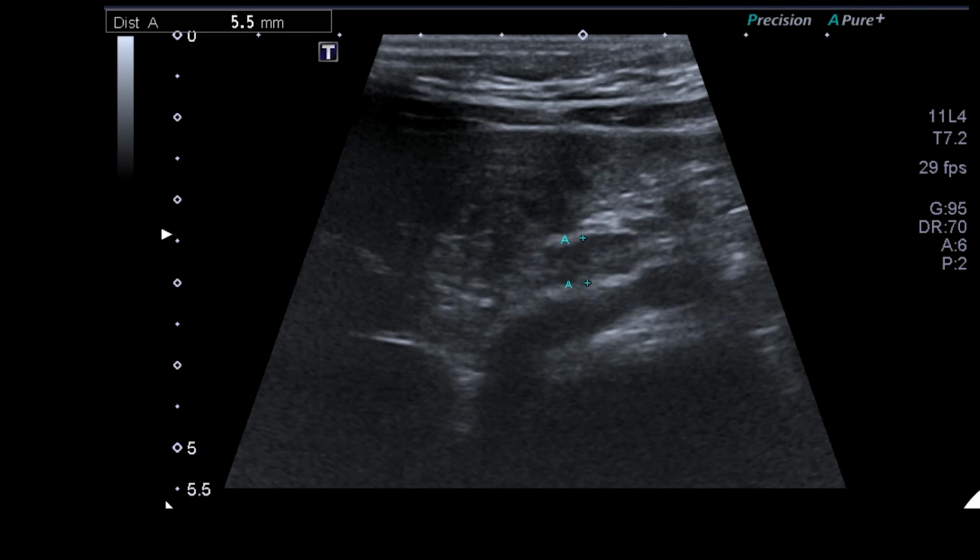This is a case of a 2-year-old boy who presented with abdominal pain. He has no other symptoms apart from a little bit of alteration in his bowel movements, and he's a little more constipated lately. So he came in for an ultrasound abdomen.